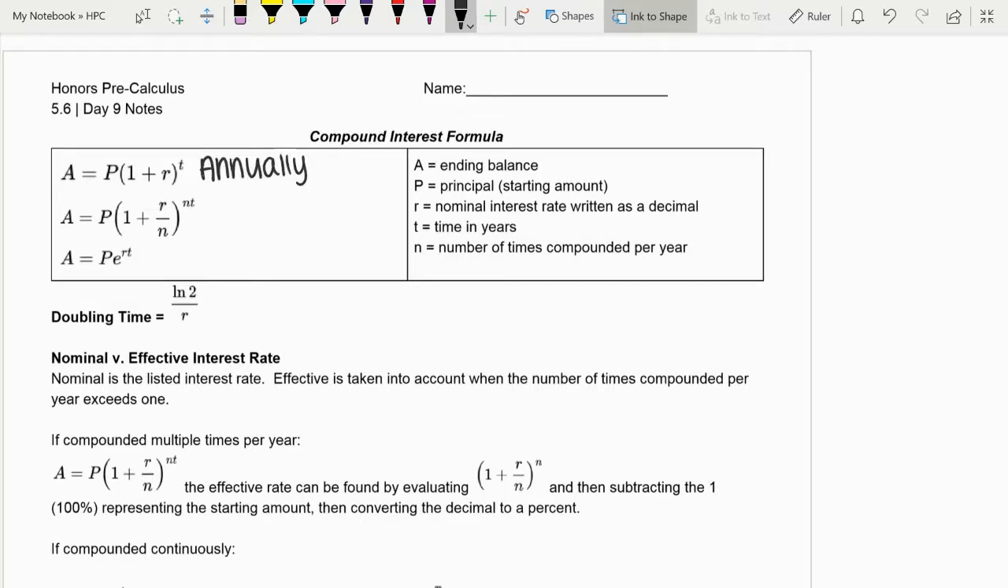Next, we have our ending balance is going to be equal to our principal times 1 plus the rate over the number of times compounded per year raised to NT. Okay, so this is when we talk about compound interest a specific number of times per year. And then last we have A is equal to P times E raised to the rate times time. And that is when we have something that is being compounded continuously.